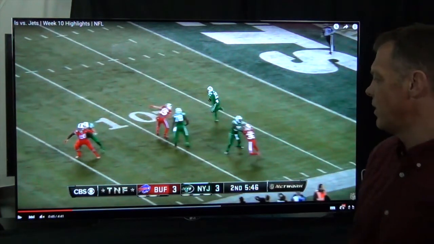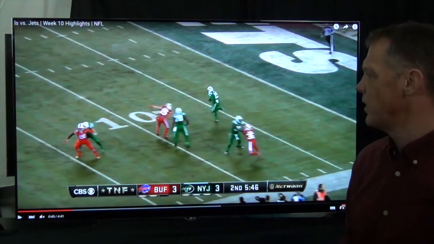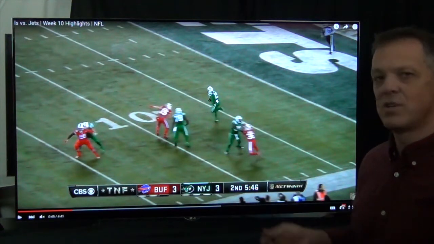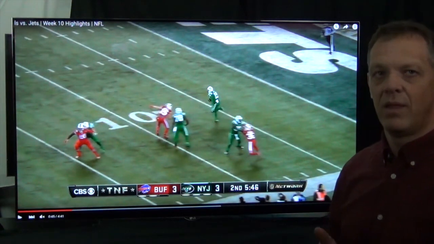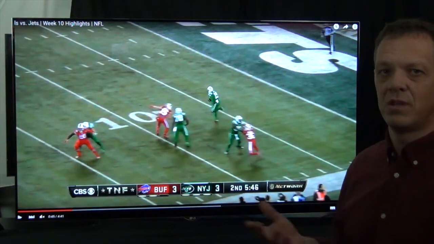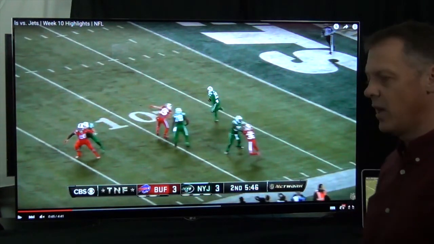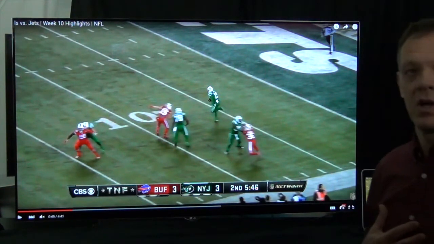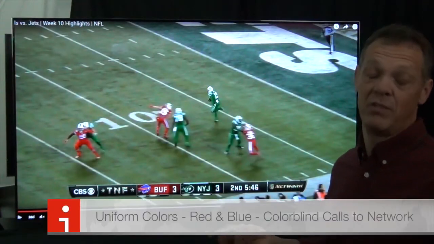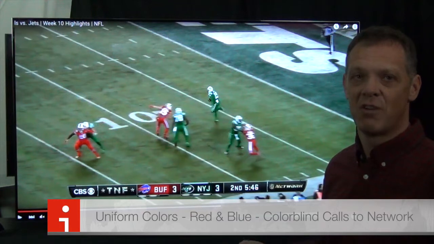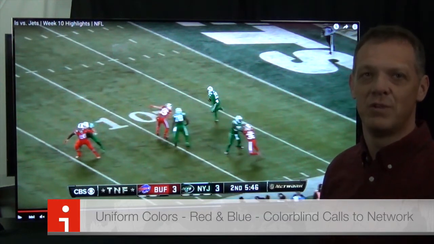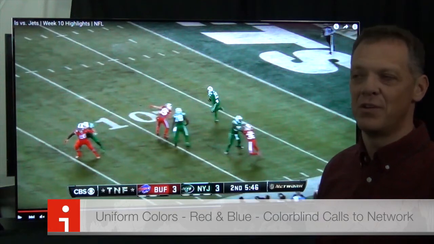So here's a game from earlier this season. The Bills are playing the Jets. And what's interesting about this game is that one team has red uniforms, the other team has green uniforms. And for a person with normal color vision, it's pretty easy to see who's on which team. And believe it or not, the network received a lot of phone calls from people with color vision deficiency saying that it was not a good game to watch because of the coloring of the uniforms.